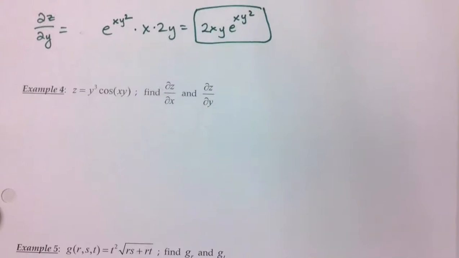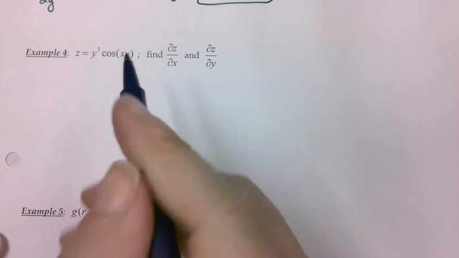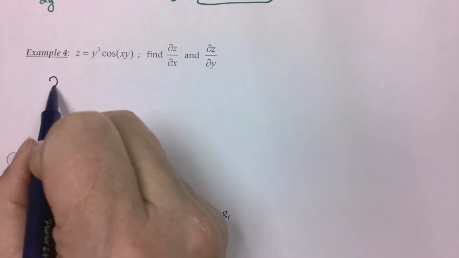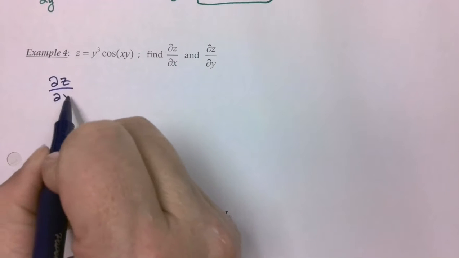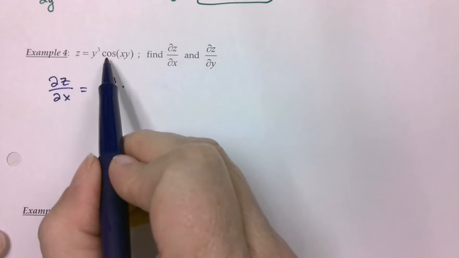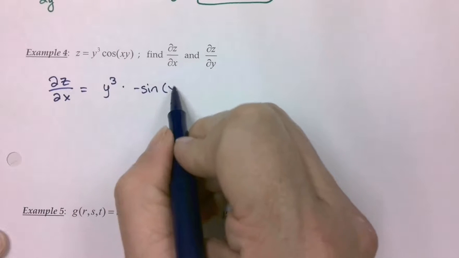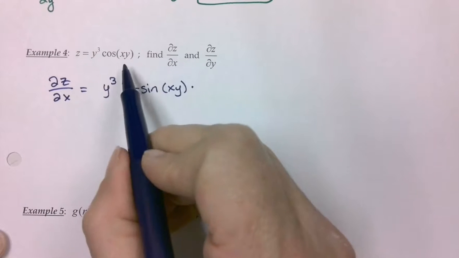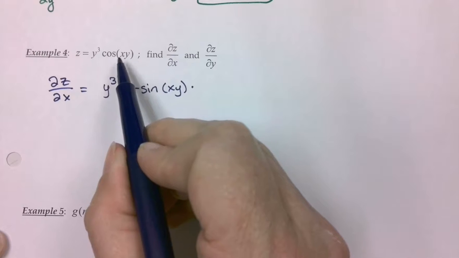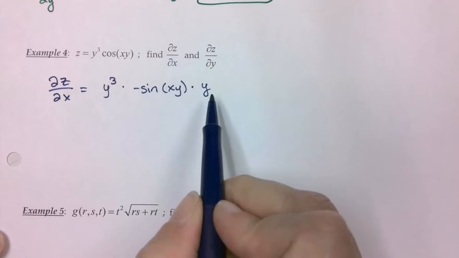All right, let's see. Well, I think the derivative with respect to x is going to be pretty easy on this one, because there's only one x in the whole problem. So the derivative of z with respect to x would be y cubed times, the derivative of cosine is negative sine, leave the xy alone, but then because of chain rule, if this was like 4x, you'd then multiply by 4, but it's yx, so then you multiply by y.